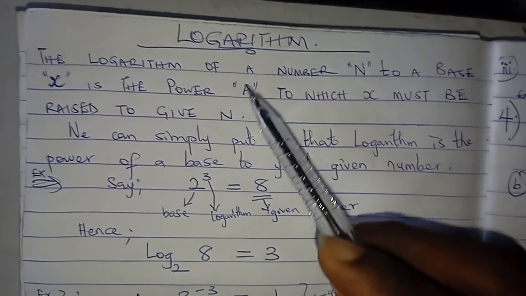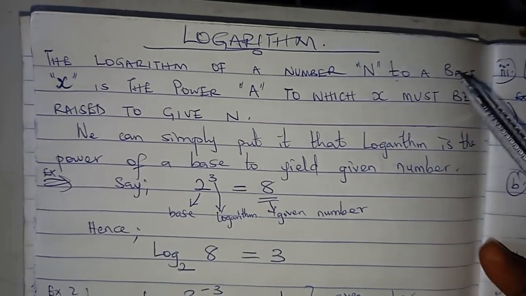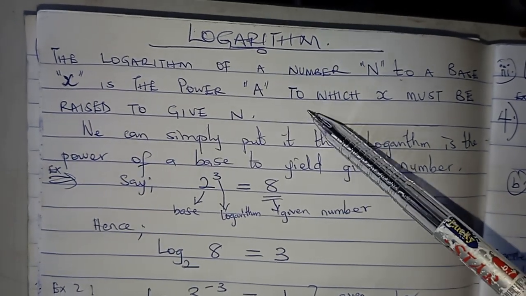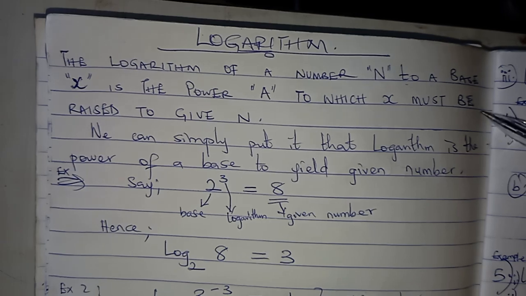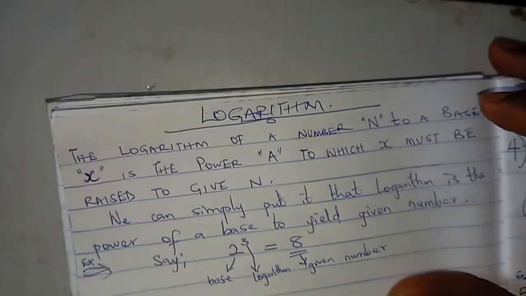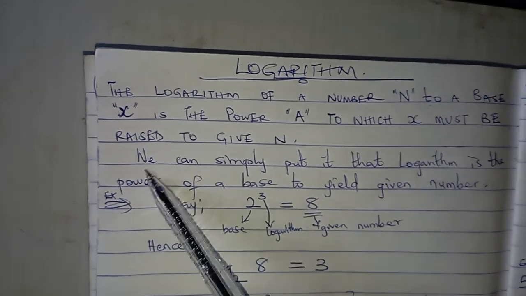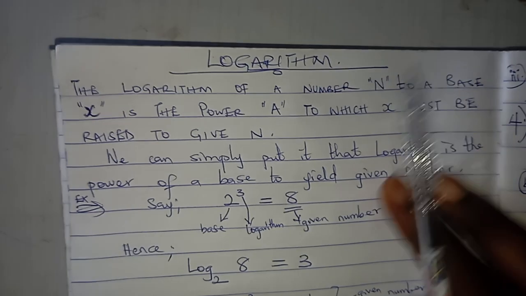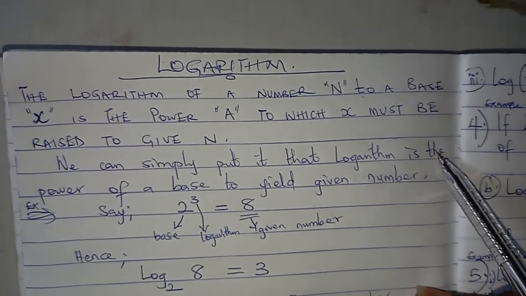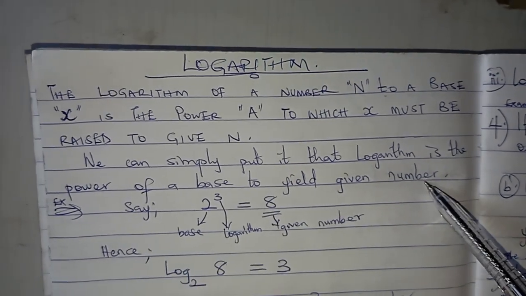Today we're treating logarithm. We say the logarithm of a number n to a base x is the power a to which x must be raised to give n. This is the common definition you normally see in most textbooks, and to an extent it's confusing. If you understand this one now, this is the summary: we can simply put it that logarithm is the power of a base to yield a given number.